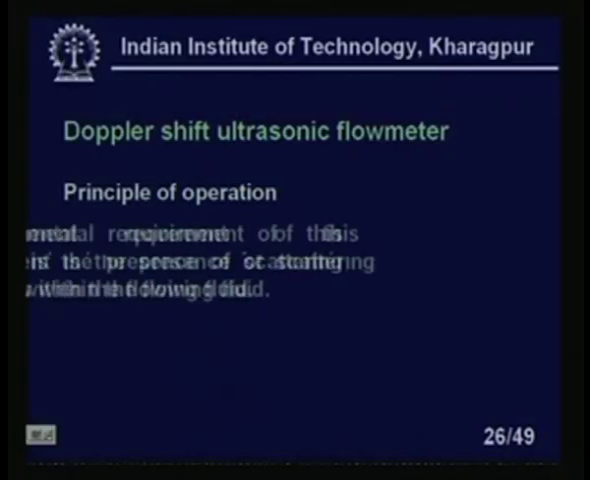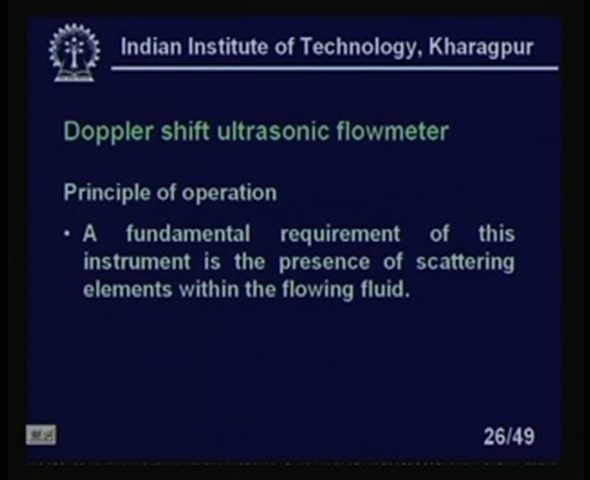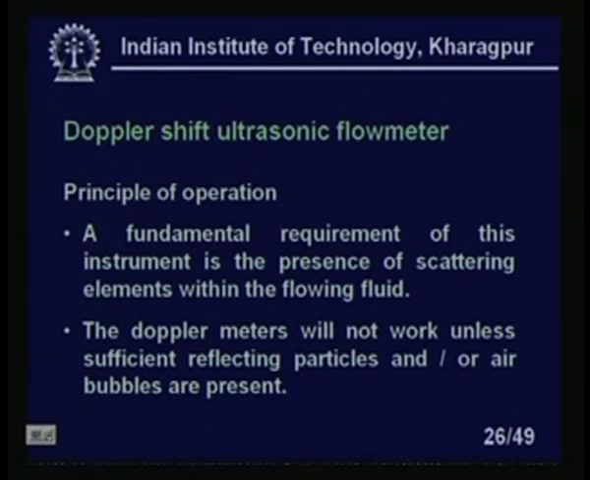Now the Doppler shift ultrasonic flow meter looks like this. Let us look at the principle of operation. A fundamental requirement of this instrument is the presence of scattering elements within the flowing fluid. If the liquid is very clean, or if it is a gas, we cannot make the flow measurements in that type of situation. The Doppler meters will not work unless sufficient reflecting particles or air bubbles are present in the fluid itself, because the signal is to be reflected, right. We will show that in the figure.